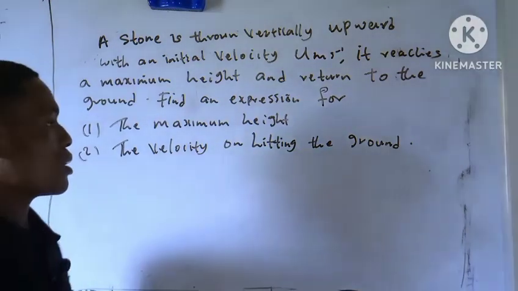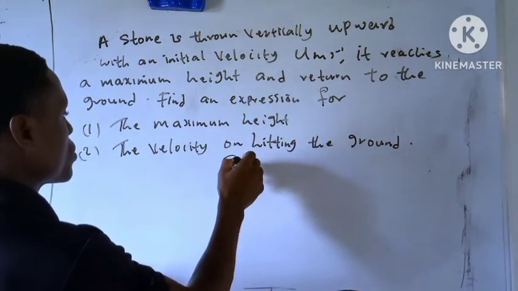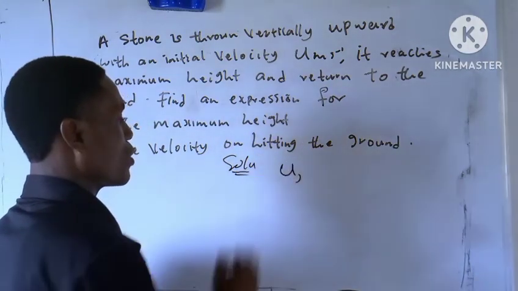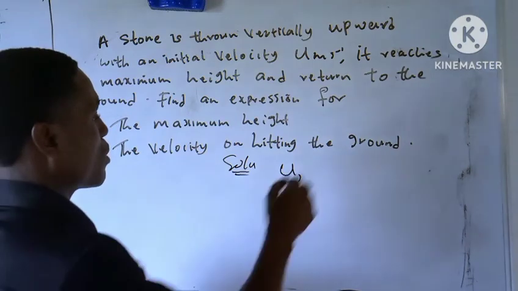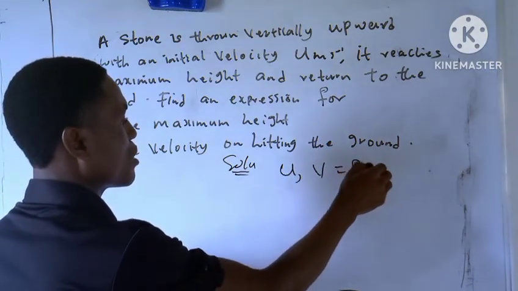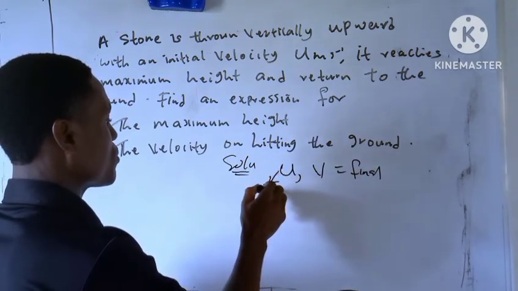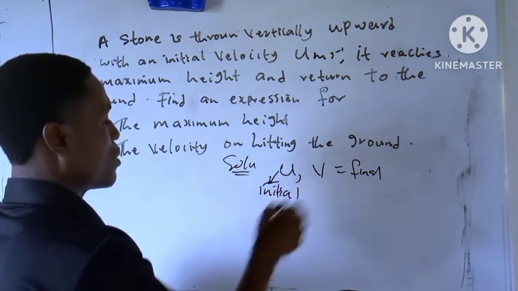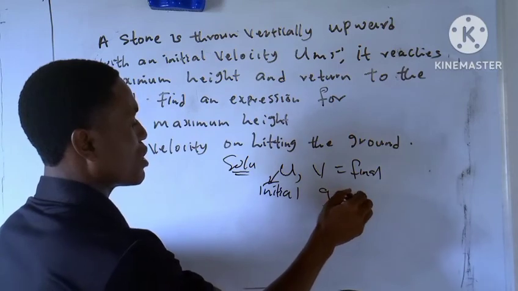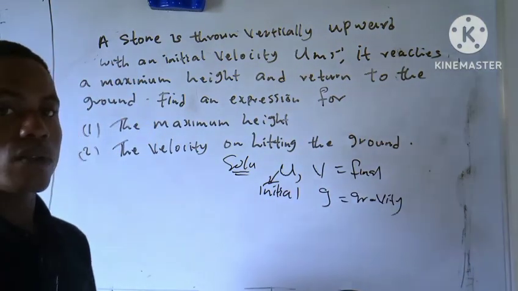Before we start solving, let's take note of, this is the solution. This is initial velocity, right? Why this is what? The final velocity. This is the final, this is what? Initial, right? Why this is g is what? Is the gravitational force. g is the gravitational force, right?